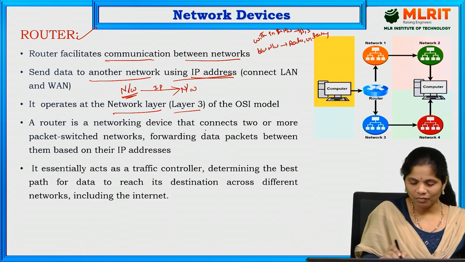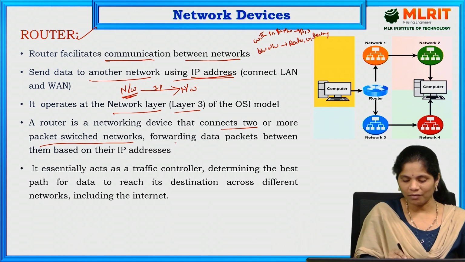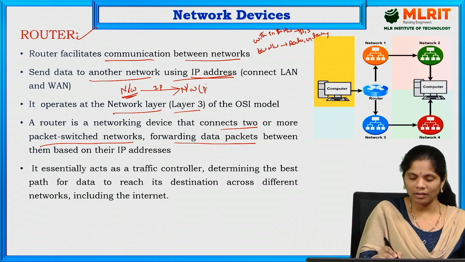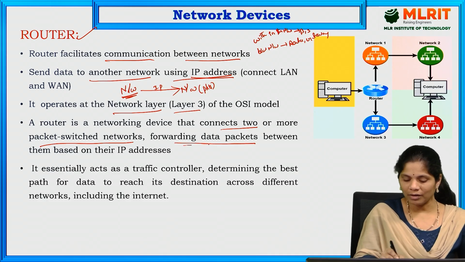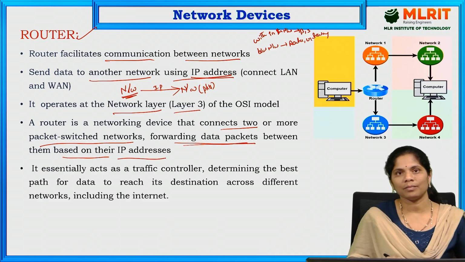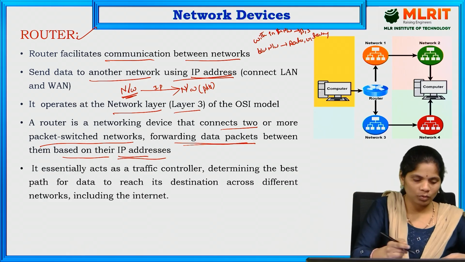The router is a network device. Mainly, it is connected to two or more packet switch networks and forwards the data packets. Whatever data is there is transferred in the network layer in the form of packets only. It forwards these packets between them based on their IP address. That is about the router.